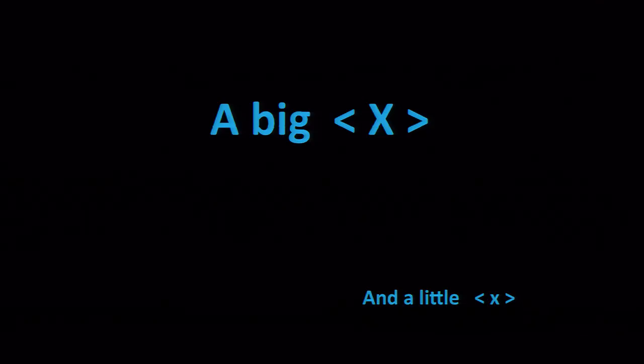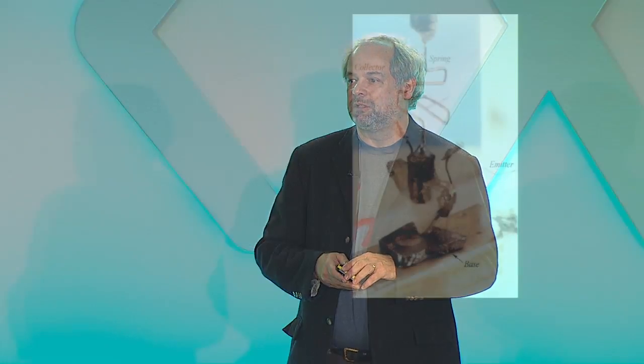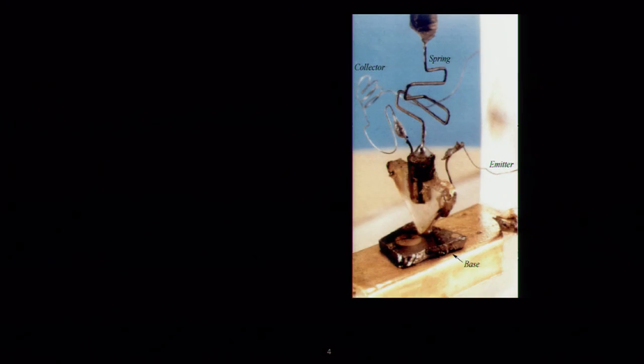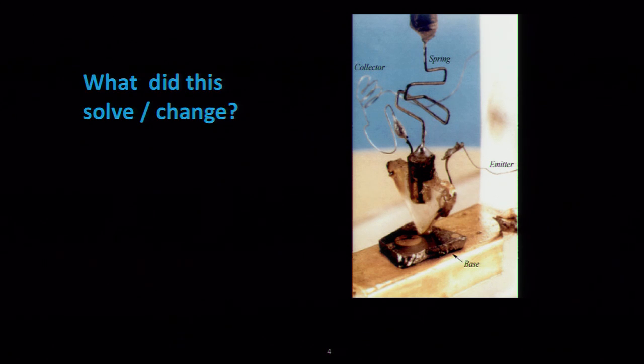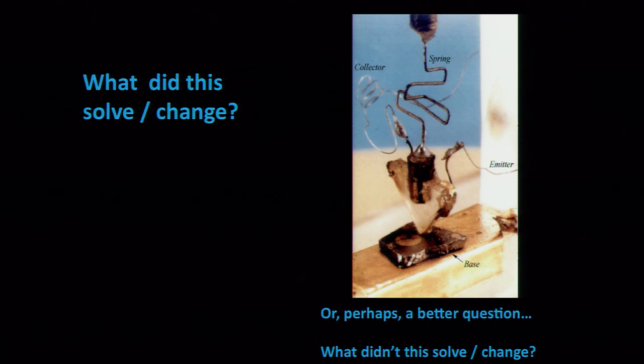But as you're thinking about this stuff, and as you solve for an X in life code, what I really want to do over the next 12 minutes is talk about a big X and then a little X. And the big X, sometimes it looks like this, right? First point contact transistor. And as you're asking yourself, okay, what does this little device solve or change? Or maybe a better question on this is, what didn't this solve or change?